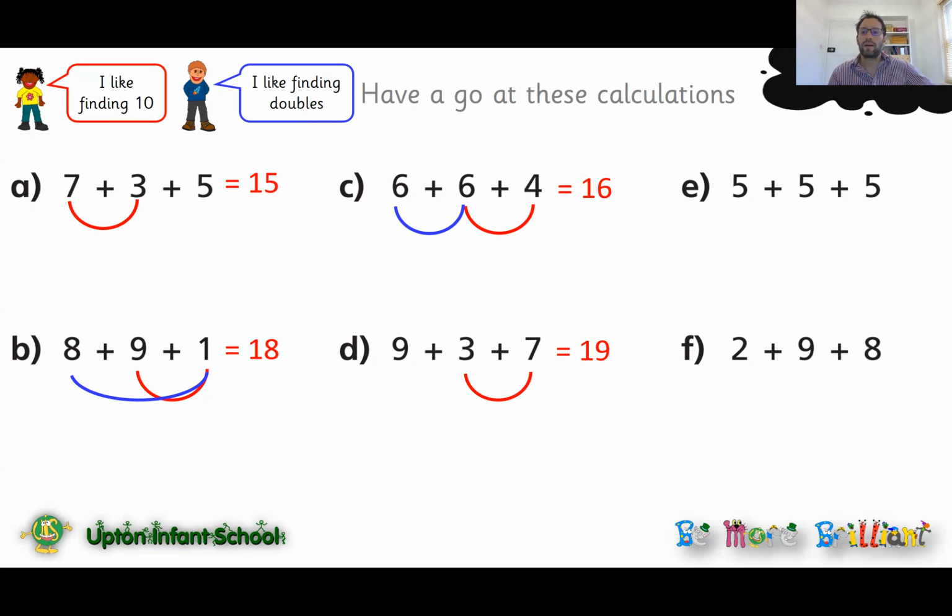We could just go 5, 10, 15, or we could use Poppy's way of going 5 add 5 is 10, and 10 add 5 is 15, or we could use Walt's way of saying double 5 is 10, and 5 is 15. Then question F, 2 add 9 add 8. Can you see any doubles in there? Can you find 10? Oh, look, 2 add 8 is 10, 10 add 9 is 19.